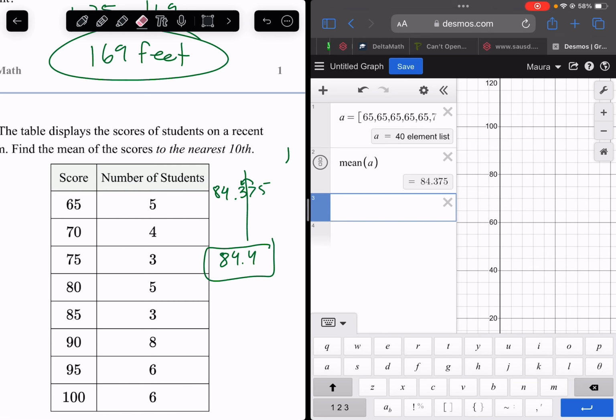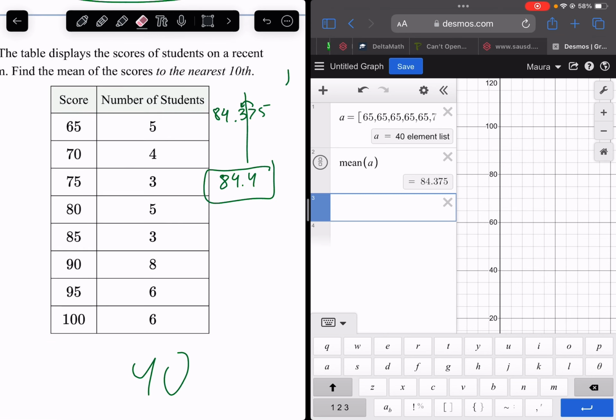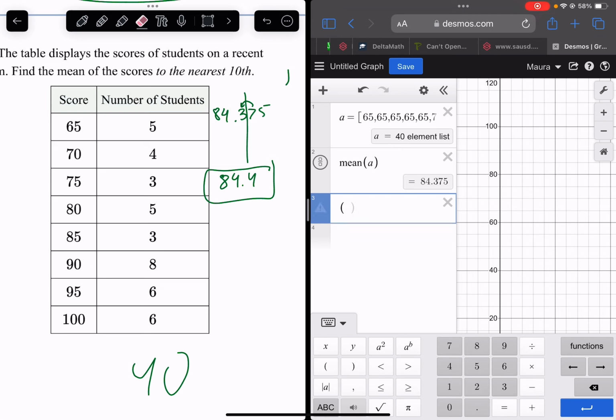All right, so I am going to show you, in my opinion, a quicker way that I would do something like this, where I'm plugging in multiple values. Like 5 of 65, 4 of 70. So another way you can do this from a frequency table would be, instead of doing 65, 65, 65, we're going to calculate the mean by hand.